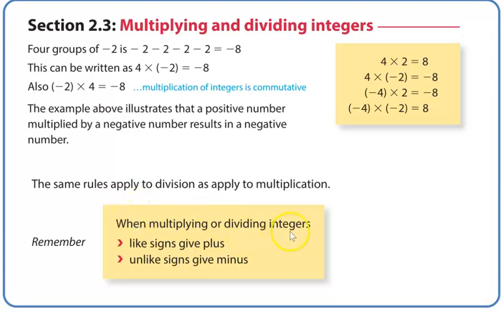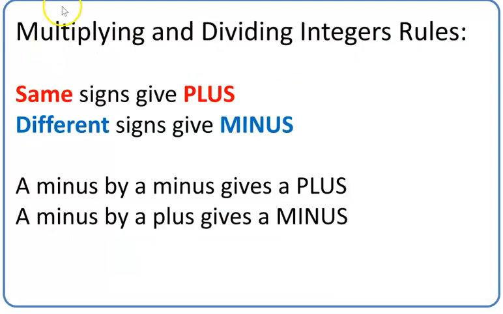So when multiplying or dividing integers, like signs give plus, unlike signs give minus. So same signs give plus, different signs give minus. So a minus by minus is a plus, and a plus by plus is a plus. But if you multiply a minus by a plus or a plus by a minus, you'll get a minus. So this is a summary of our rules for multiplying and dividing integers. Same signs give plus, different signs give minus. So a minus by a minus gives a plus, and a minus by a plus gives a minus.